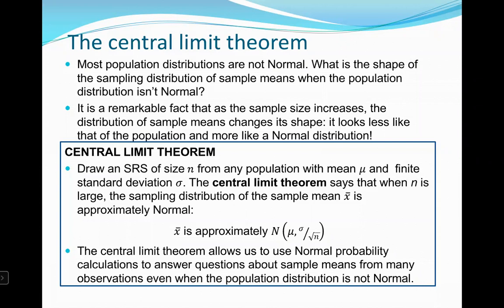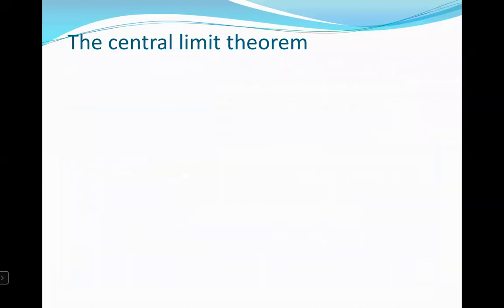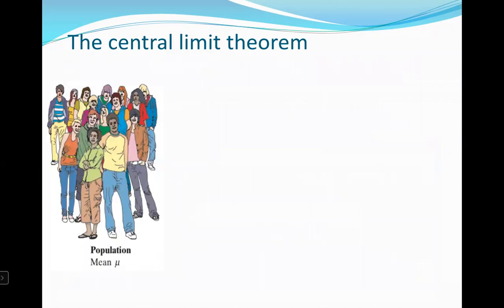The central limit theorem allows us to use normal probability calculations to answer questions about sample means from many observations, even when the population distribution is not normal. The central limit theorem.